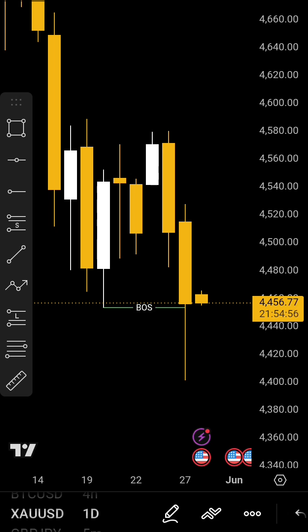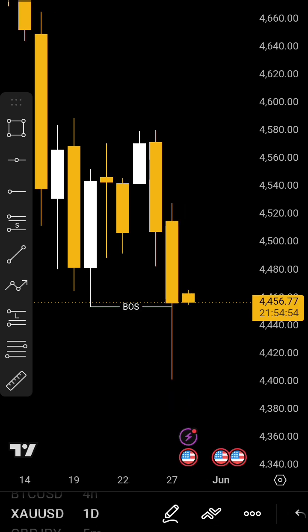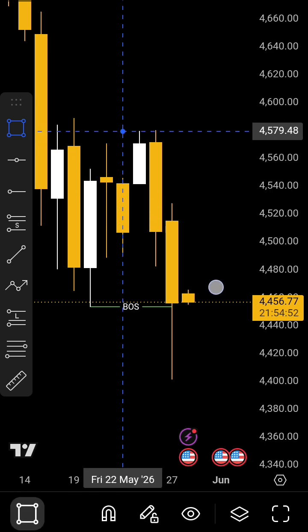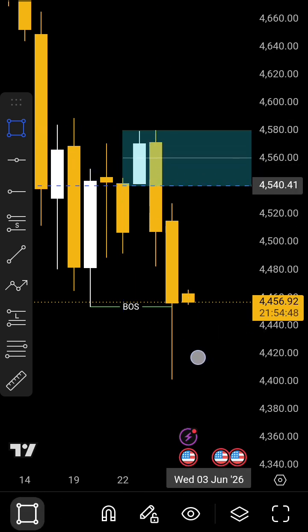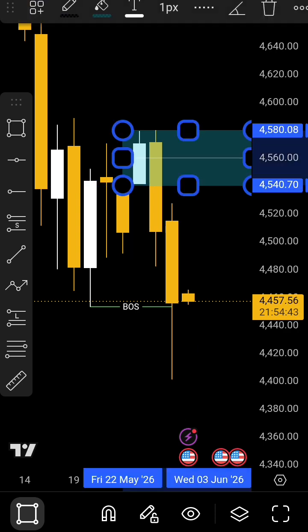Now let's identify the order block that caused that breakout structure, because anytime a breakout structure is caused, price will always return back to the order block that caused it. It will always return back. So it's best you always highlight the breakout structure and expect price to retrace back into the order block.